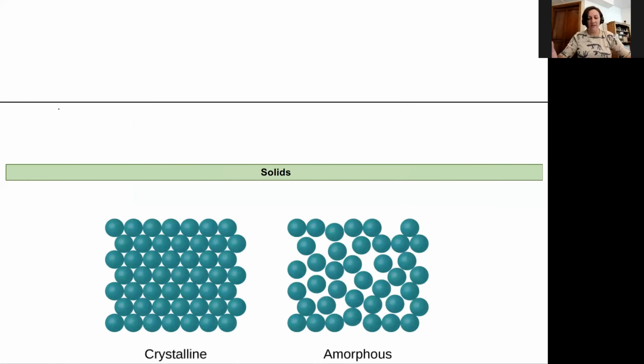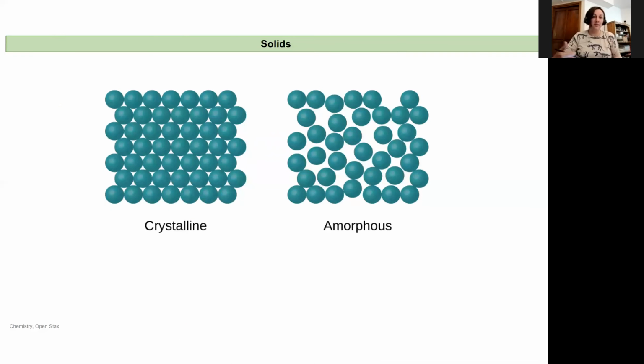So we have two types of solid materials. We have crystalline materials and amorphous materials. And the difference between these two is the amount of order that exists in the arrangement of the atoms. So in a crystalline solid, there's a lot of order. Everything is in a precise position, and each atom is in the same position relative to others as another atom would be. In an amorphous solid, there's a lot more chaos, so there's less order.